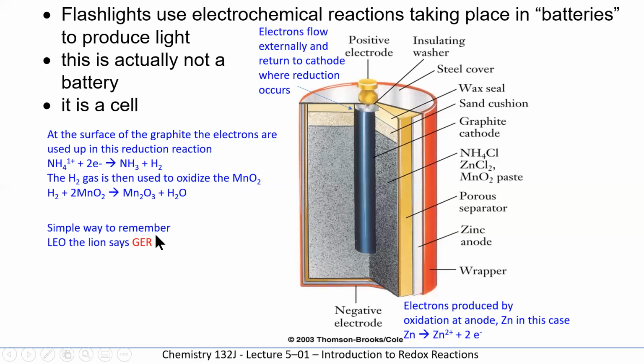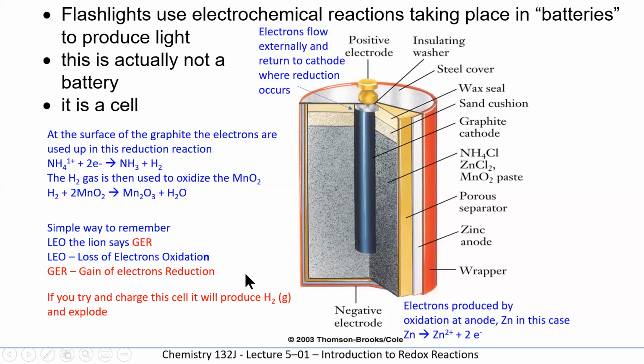So a simple way to remember the two different reactions here, we can use a little saying. Leo the lion says grr, where LEO stands for loss of electrons, means an oxidation. Gain of electrons means a reduction. So we can have here a gain of electrons, reduction. Now, you never try to charge one of these cheapy cells because the hydrogen generated can actually cause an explosion.